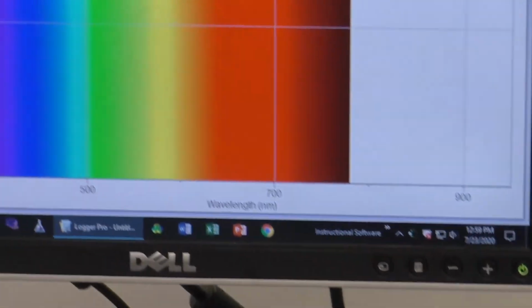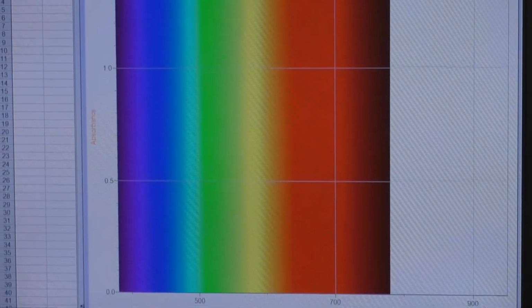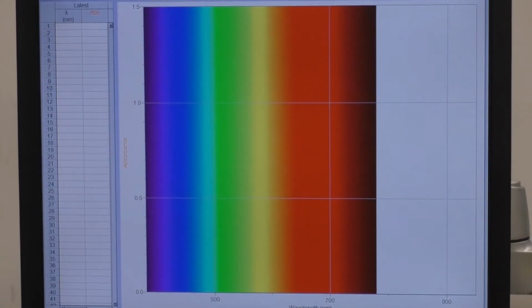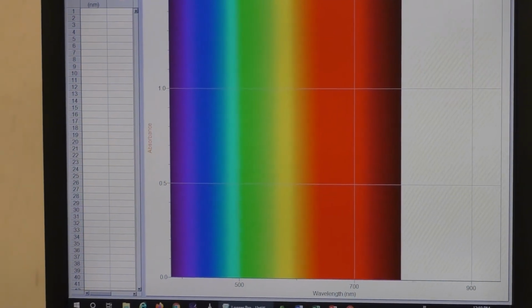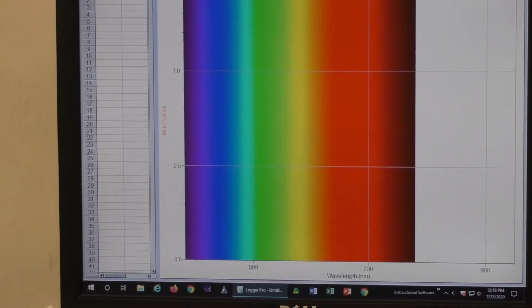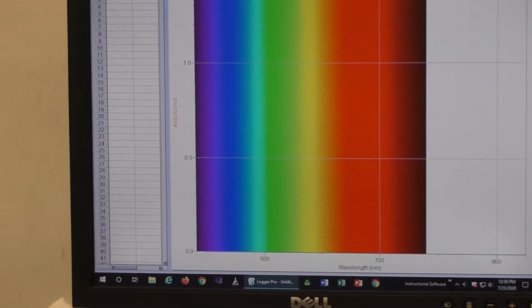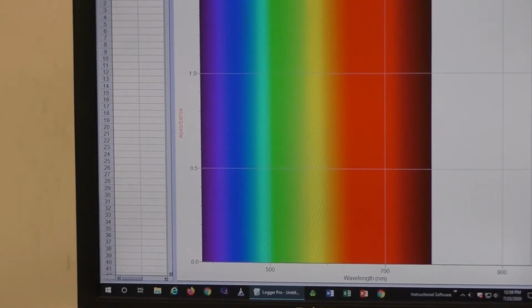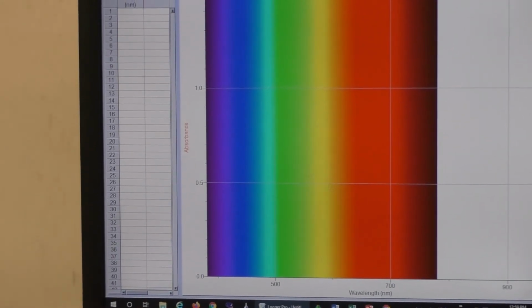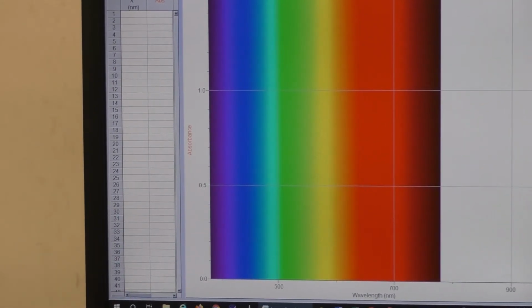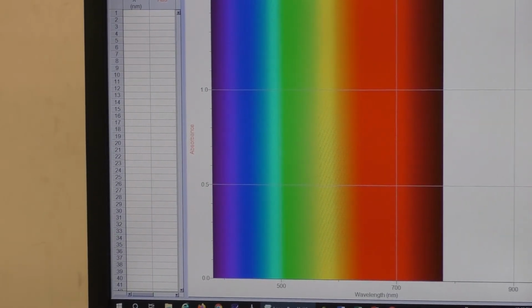So if I pan up here, we can look at, there is a screen, and Logger Pro is going to record for us when we tell it to. If we put a solution in the spectrometer, it'll graph out the absorbance versus wavelength of that actual solution against this nice rainbow background, to help you interpret what colors are absorbed.